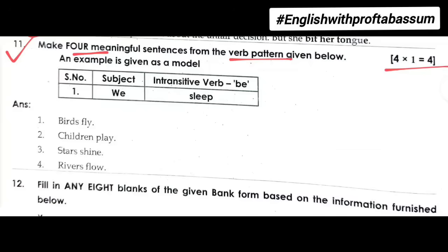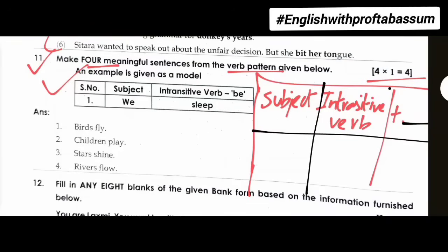This pattern was given and it was a misprint. So, students got confused. The question is a little wrongly printed. I'll show you the correct pattern. First you must write subject, then transitive verb, then the third box is plus dash. So anything can come. In the first sentence, we sleep, you'll write we in the subject.